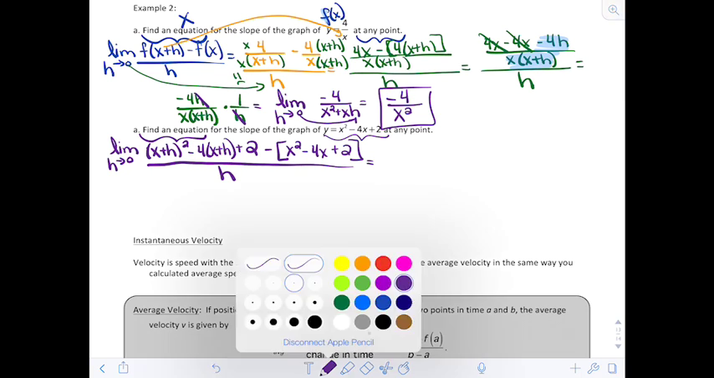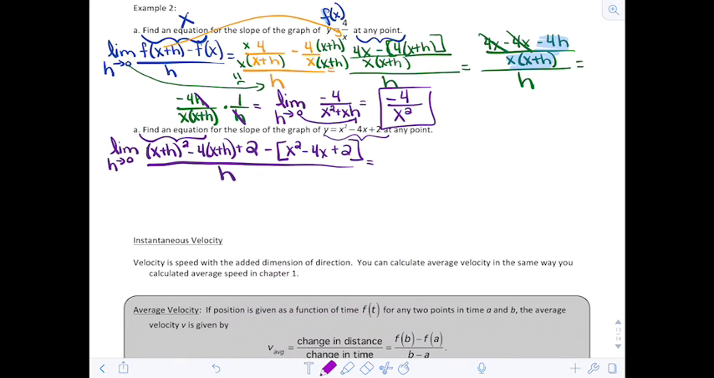And now we do some algebra 2. So we FOIL: x squared plus 2xh plus h squared minus 4x minus 4h plus 2 minus x squared minus 4x, plus 4x, sorry, it's minus a negative, and minus 2, all over h.